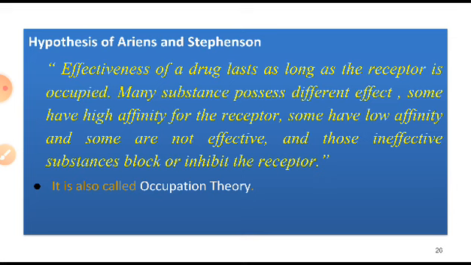Ariens and Stephenson have given another theory, which they also call occupation theory. Effectiveness of a drug lasts as long as the receptor is occupied. So this is another intervention. What they said is, if the drug has bound to the receptor, as long as it is bound, the effectiveness or the drug's effect will continue. Many substances possess different effects. Some have high affinity for a receptor, some have low affinity, and some are not effective, and those ineffective substances block or inhibit the receptor. So like that, here they have given one clue of the agonist and antagonist kind of concept, right?